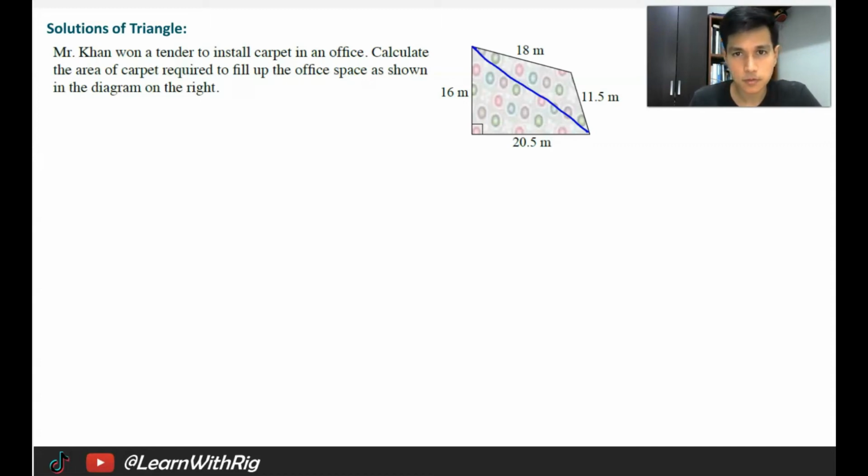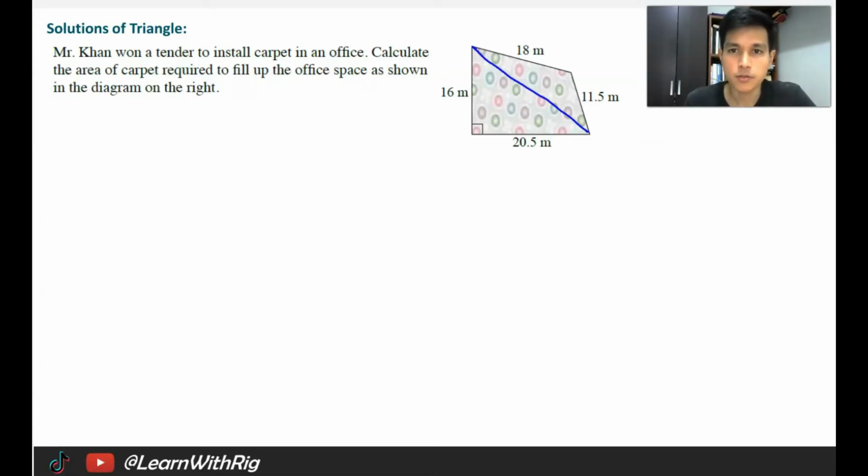The first area for this side you can find. Why? Because it's a right angle. A right angle is very easy, right? You don't even have to use the formula. You just use 1/2 times base times height. You can find this area. But what about this other area?